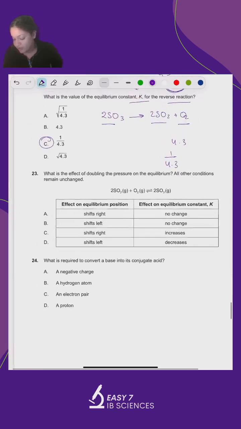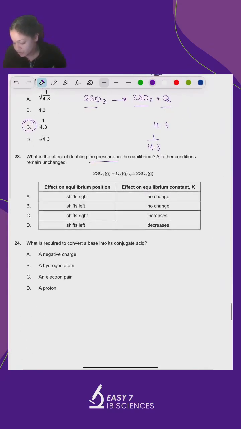Okay. What is the effect of doubling the pressure on the equilibrium? All other conditions remain unchanged. Now, so SO2 plus O2 goes to SO3. So what do you guys think the answer is? Someone said C. Okay, where do we think the equilibrium shifts if you increase the pressure?